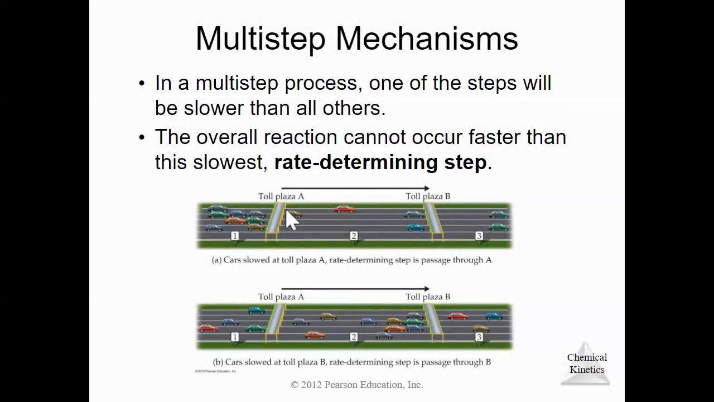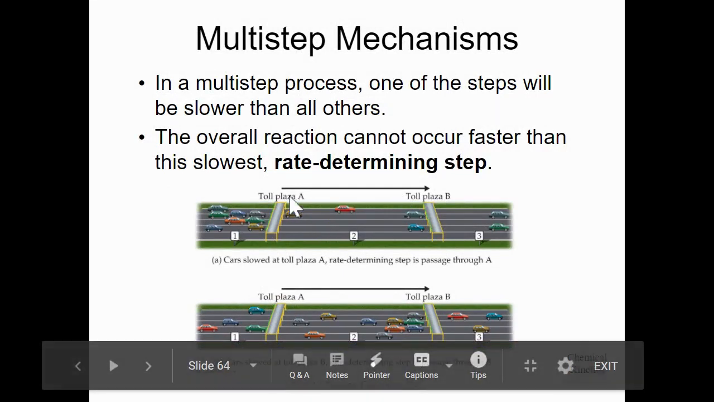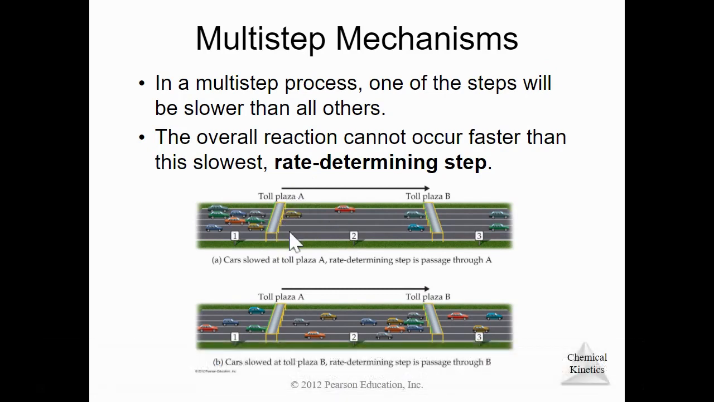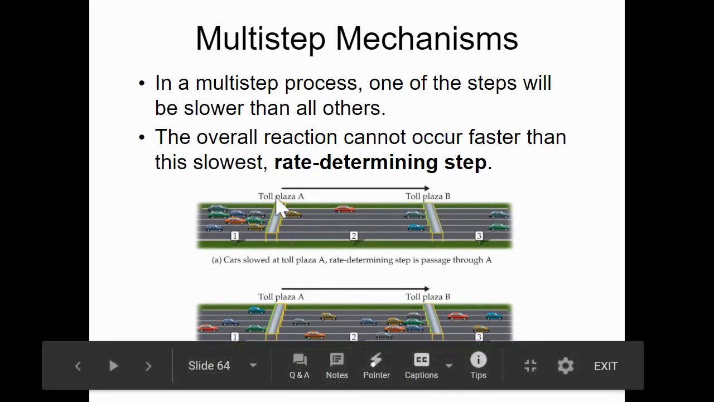If we have two toll booths, and one of the toll booths in this example, Toll Plaza A, is the type of toll booth where you have to slow down and throw coins in. And then Toll Plaza B is the type that just reads your toll tag. Obviously, Toll Plaza A is the rate determining step. This is where you have to slow the reaction down. It's going to determine how quickly the car gets from point A to its destination.